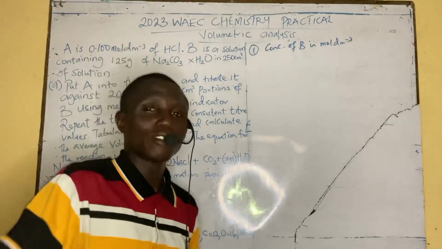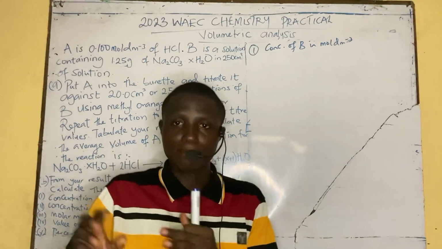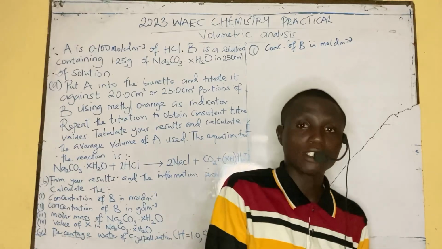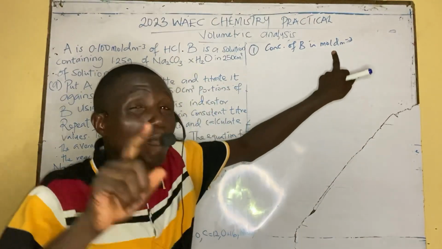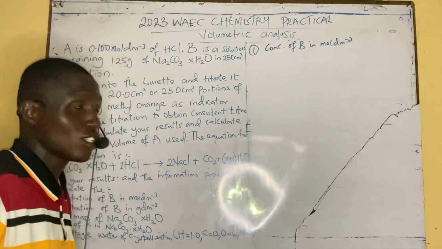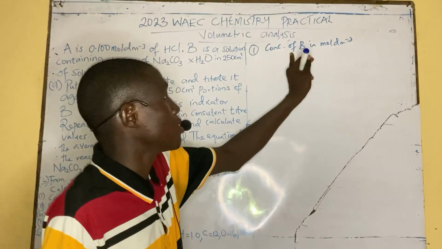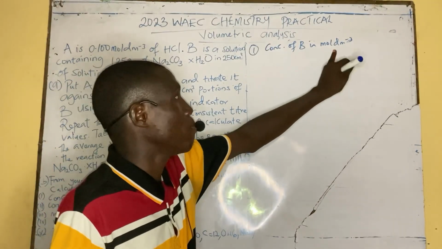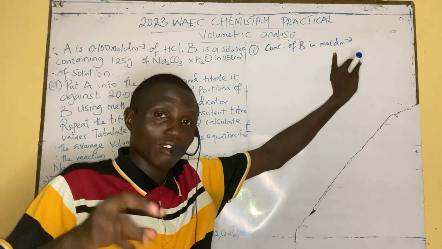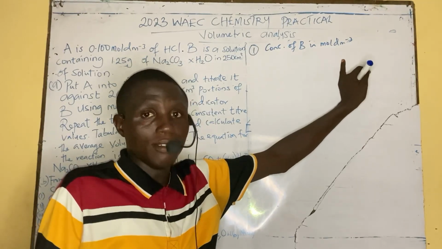Now, I told you there are two types of concentration: the molar concentration and the mass concentration. The molar concentration is said as concentration in mole per dm cube, while the mass concentration is concentration in gram per dm cube. So when they say concentration in mole per dm cube, they are talking about the molar concentration of B, denoted as CB.